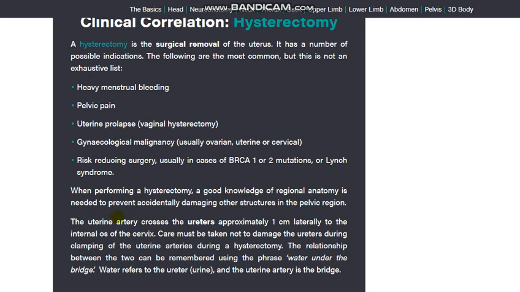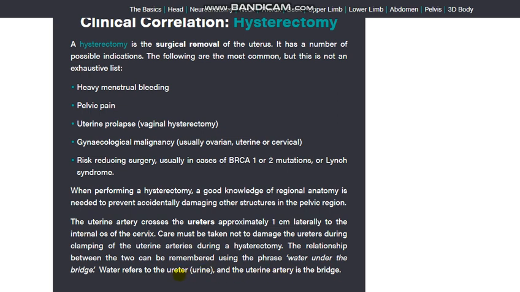The uterine artery crosses the ureter approximately 1 centimeter laterally to the internal wall of the cervix. The relation between the ureter and the uterine artery is like water under the bridge. Sorry, water is the ureter and the bridge is the uterine artery.